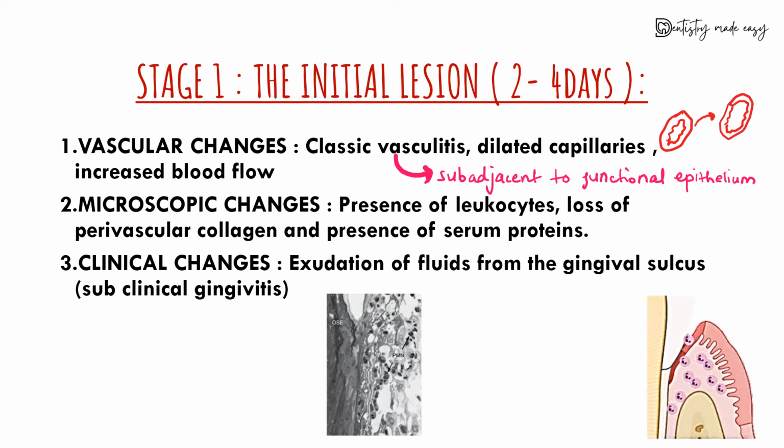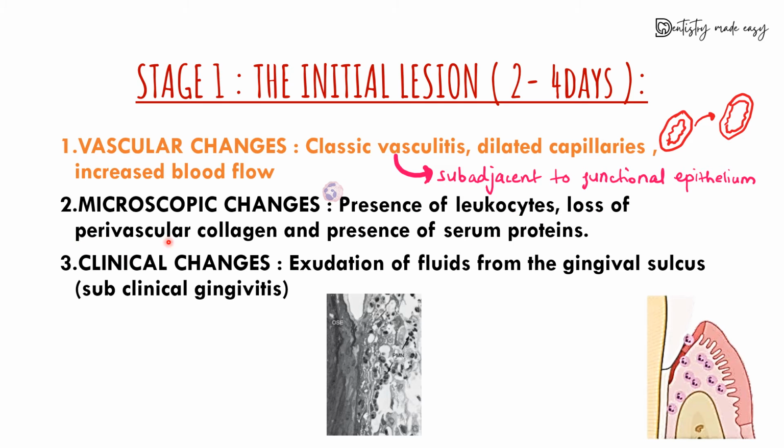So this is just a recap of your stage 1, that is your initial lesion. It gets started in 2 to 4 days. Now the vascular change that you will see is classical vasculitis. Then there are dilated capillaries because of the vasoactive substances, and because of the dilatation, the blood flow is increased. Now microscopically, the first thing that you will see is the presence of leukocytes. So the predominant cells in stage 1 are your leukocytes, that are your first cells of defense.